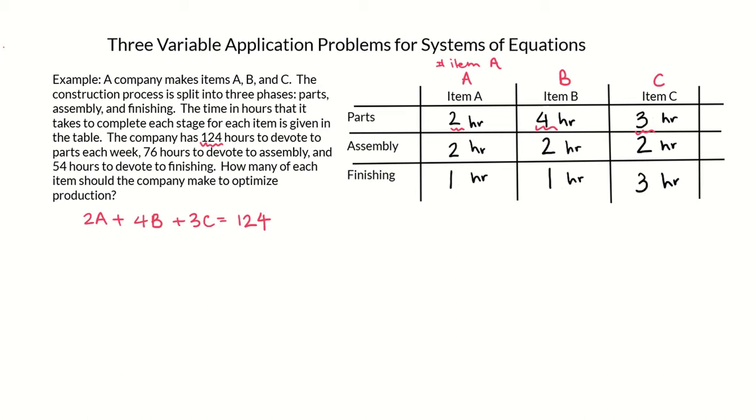And then we can do the same thing for the assembly, which should sum to 76 hours, 2 hours for each item. So 2A plus 2B plus 2C equals 76. And then the last equation, there are 54 hours to devote to finishing, with 1 hour for each item A, 1 hour for each item B, and 3 hours for each item C.